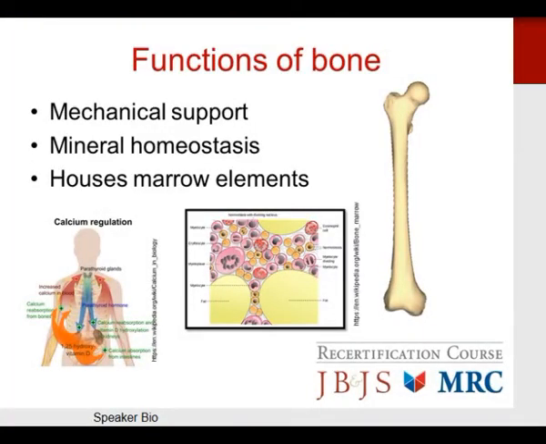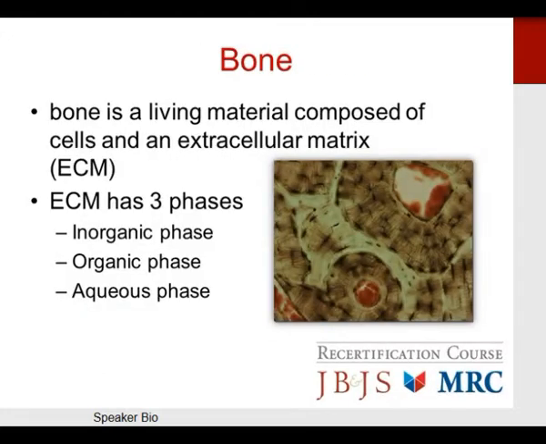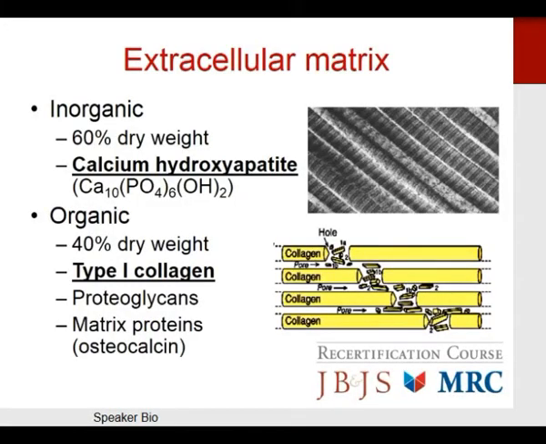Bone's got several important functions. Most importantly, it provides mechanical support for the skeleton and for the body, mineral homeostasis, and also houses the marrow elements. It's a living material composed of both cells as well as an extracellular matrix. The extracellular matrix has three phases I think we should remember: the inorganic phase, the organic phase, and the liquid or aqueous phase. The inorganic phase composes approximately 60% of the dry weight of bone.